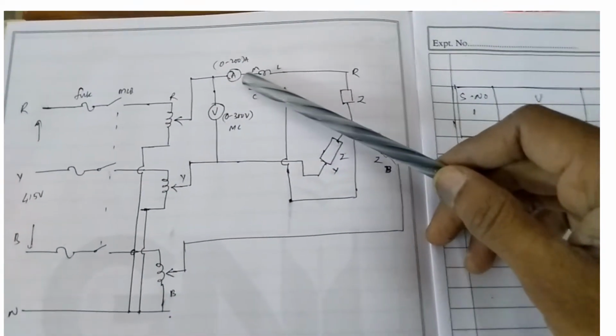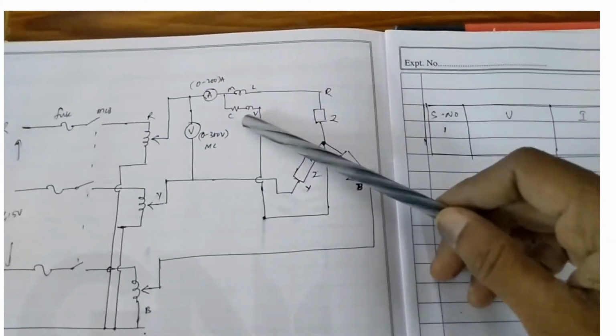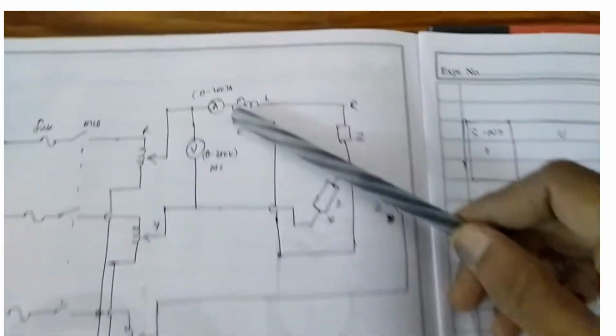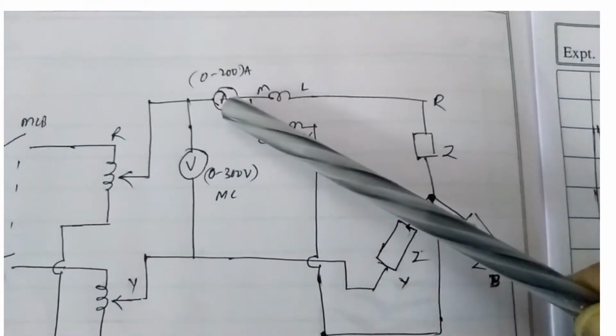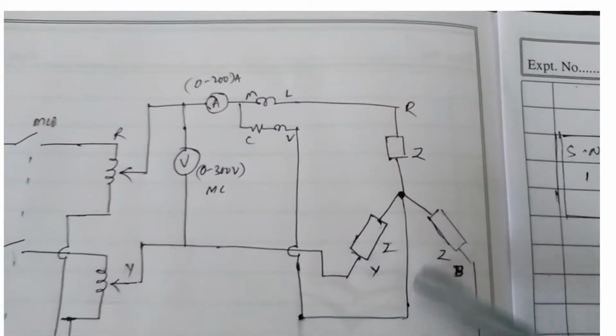At the same time, the ammeter negative is connected to the wattmeter's M terminal, MLCV, main line common and voltage. So M is connected to the ammeter negative, and the V terminal is connected to the neutral of the load. Let us see that first.